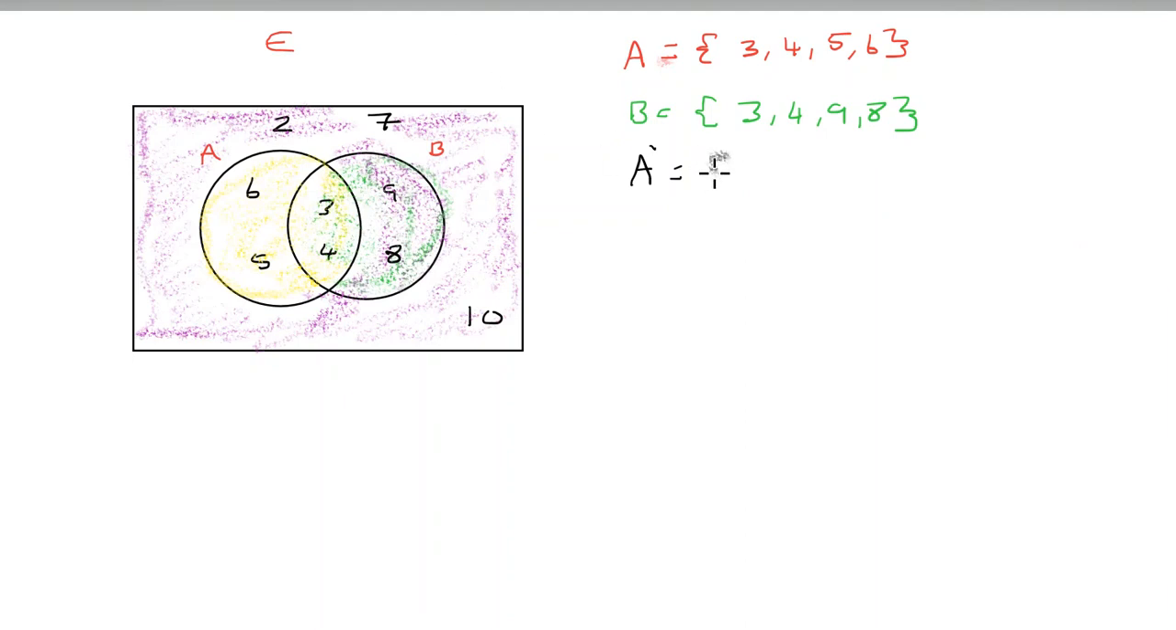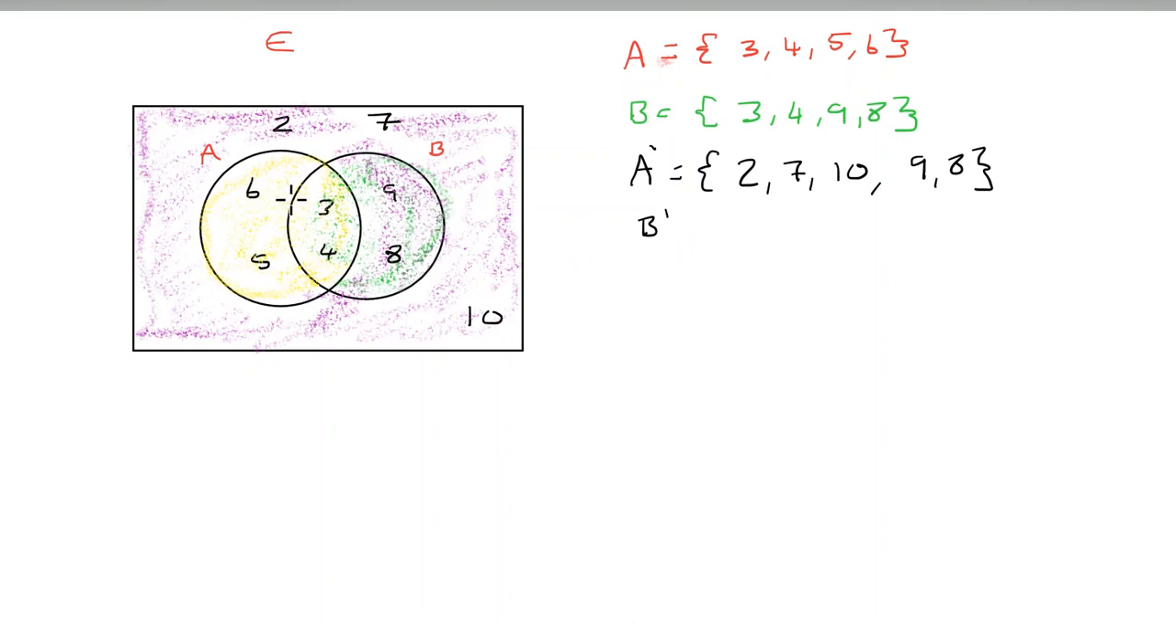A complement is going to be the elements 2, 7, 10, 9 and 8. That's all of the elements, everything except what's inside this circle that represents the set A. So that's A complement.